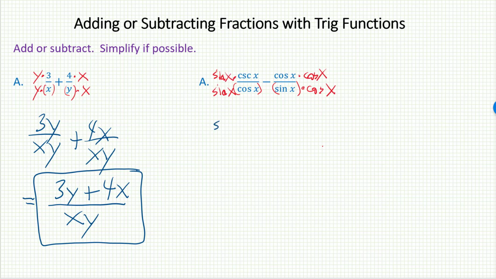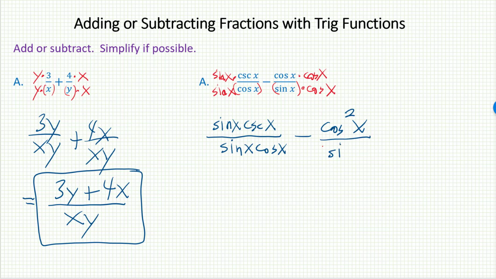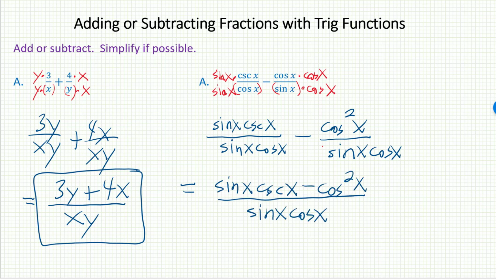My fractions are now sine x cosecant x over sine x cosine x minus cosine squared x, that's cosine x times cosine x, over sine x cosine x. Now I can actually subtract. I subtract the tops and the bottom stays the same. Again, at first glance, it may appear that there's nothing I can do here, but look carefully. Sine x cosecant x, those are reciprocal functions of each other, so I'm figuring this is going to simplify.